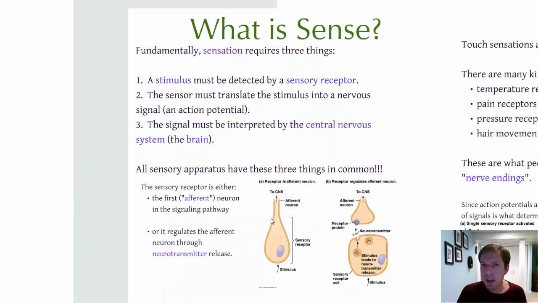First, let's review the sense. A sensation is going to start with a stimulus. A stimulus needs to be received, and the cell or body part that is going to receive that is known as a sensory receptor. That receptor is going to translate that stimulus into an action potential, and that action potential will then be sent to and interpreted by the central nervous system in the brain.